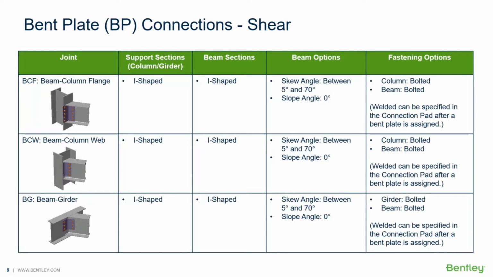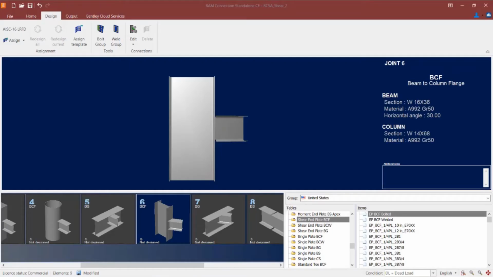RAM connections standalone is used for the design and detailing of steel connections, and it can design individual shear, moment, brace, splice, and truss connection types to a variety of different steel design codes. In this particular video, we're going to be focusing on the workflow for designing bent plate connections for the purposes of resisting shear reactions. We will now turn our attention to our sample model in RAM connection standalone.